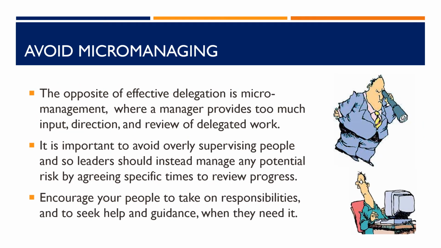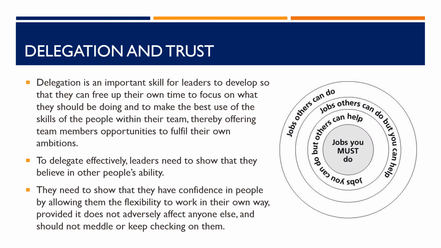The opposite of effective delegation is micromanagement, where a manager provides too much input, direction, and review of delegated work. It is important to avoid overly supervising people, and so leaders should instead manage any potential risk by agreeing specific times to review progress. Encourage your people to take on responsibilities and to seek help and guidance when they need it. Delegation is an important skill for leaders to develop, so that they can free up their own time to focus on what they should be doing, and to make the best use of the skills of the people within their team, thereby offering team members opportunities to fulfill their own ambitions.